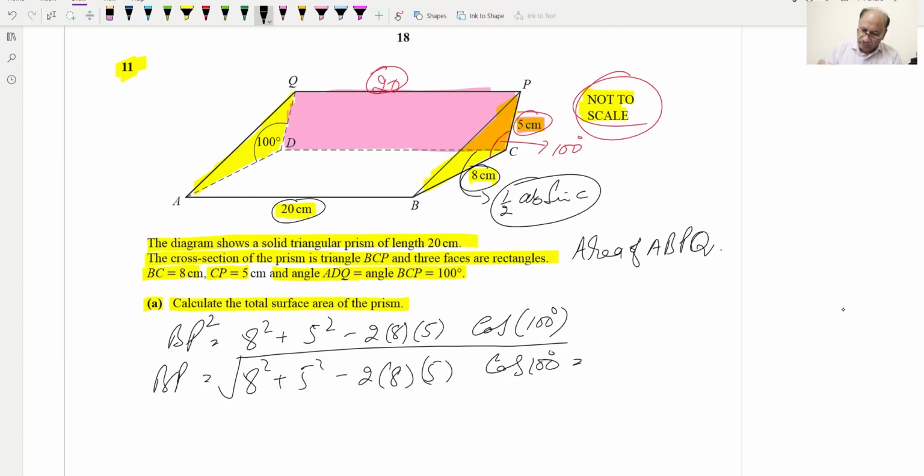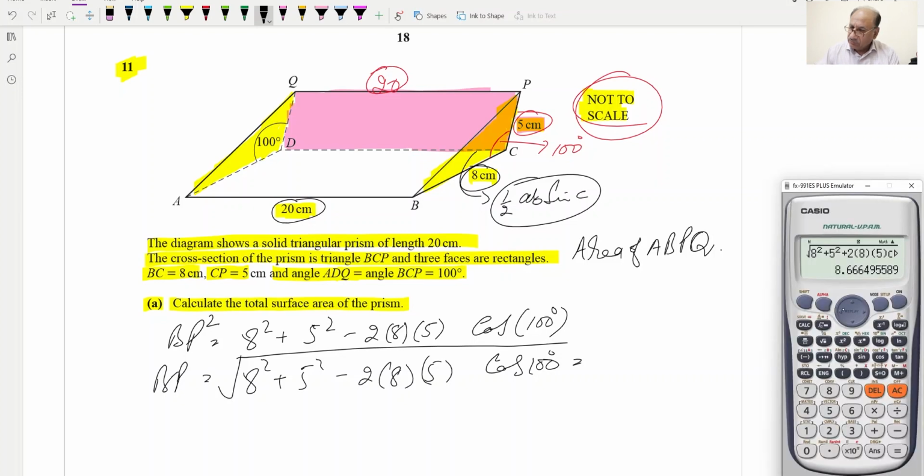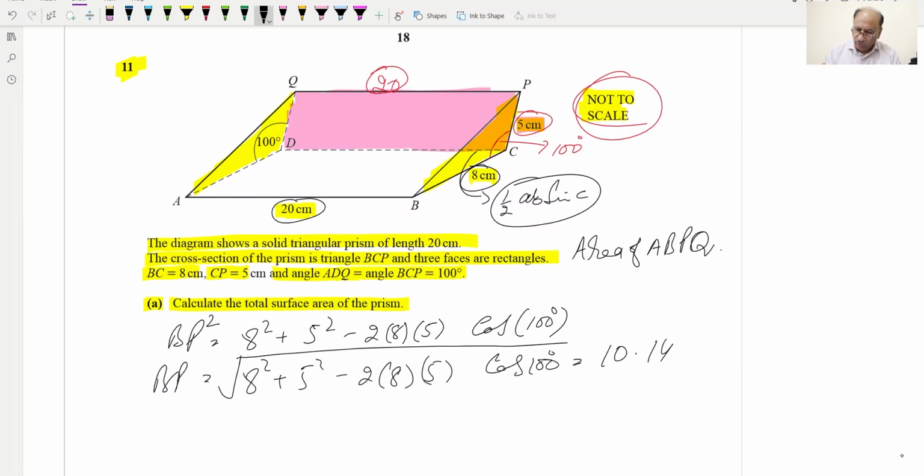This should be minus, and we can change this to minus, and this will be equal to 10.14 centimeters. This is the slanting side BP. Now we can find the area, which is basically BP multiplied by AB, which is 20.